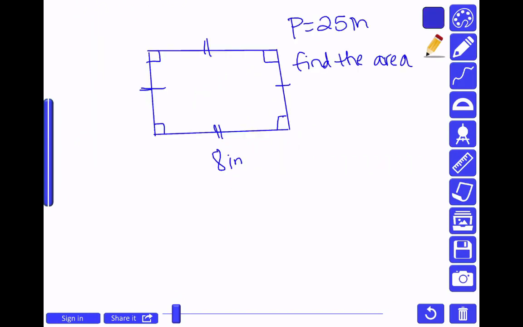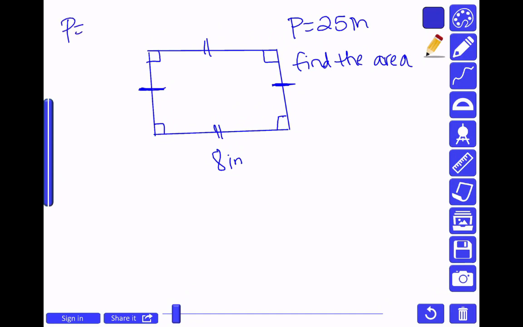Here's a problem where we are going to apply the formula in order to solve for something else. So in this figure, I have a rectangle. I know it's a rectangle because it's got 4 right angles, and also it's got 2 pairs of congruent sides. So if this line matches with this line, that means those sides are congruent, and the same with the opposite sides are also congruent. Here's what I know about this rectangle. I know that this side length is 8, and I know that the perimeter is 25.